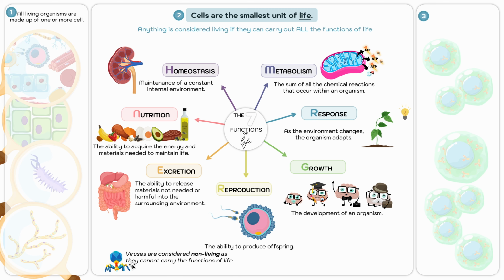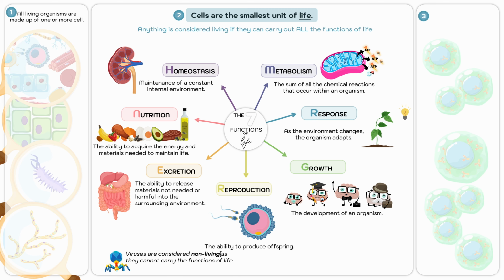Please remember that viruses are perfect examples of non-living things. They actually depend on living things to be able to survive. They cannot carry out these 7 functions of life. And to help your big brain on the test, remember these 7 functions of life with this little mnemonic. Hi, Mr. Gren. H for homeostasis, M for metabolism, R for response, and so on.